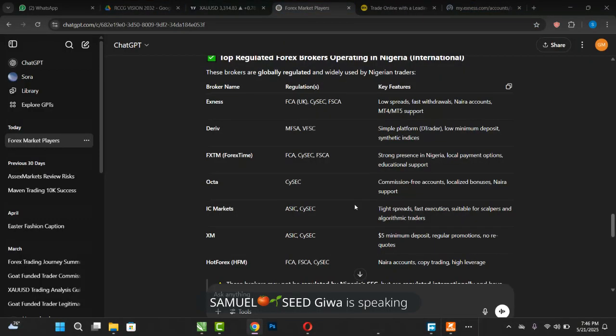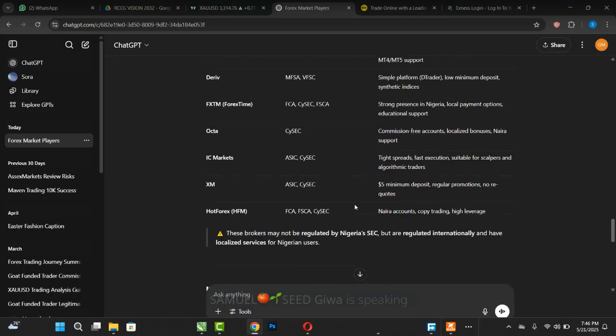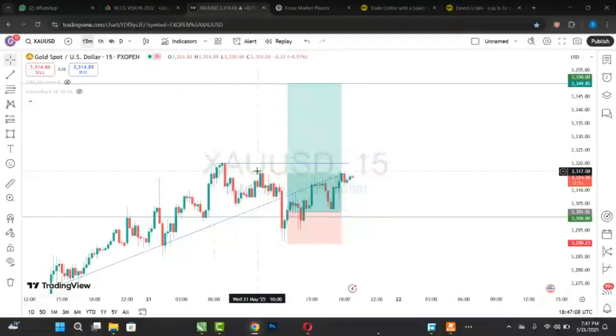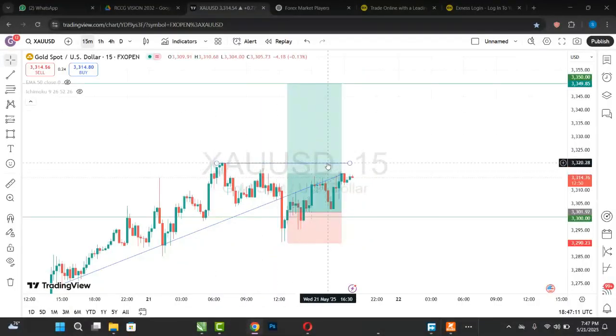XAU is gold, while USD is dollar. So this is the way the pairs will be written. XAU is gold, while USD is dollar, so it means I'm trading gold against dollar. So that's why we call it a pair.